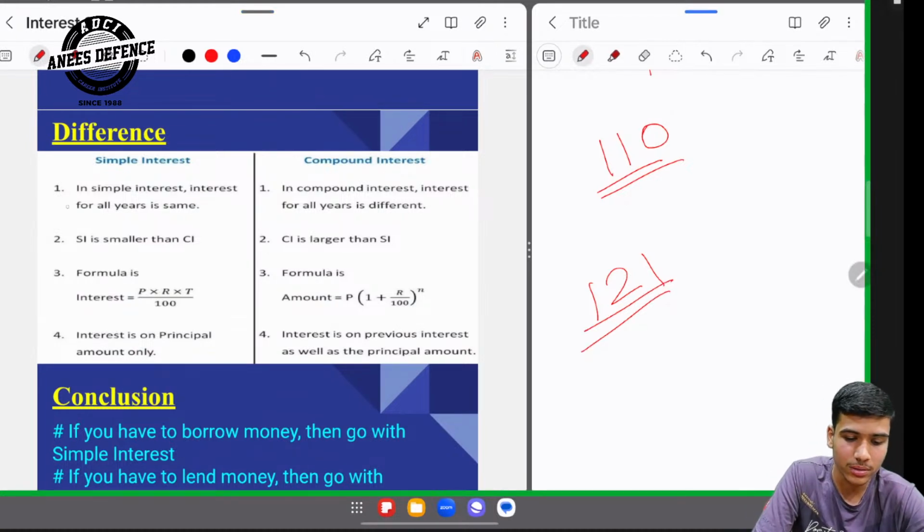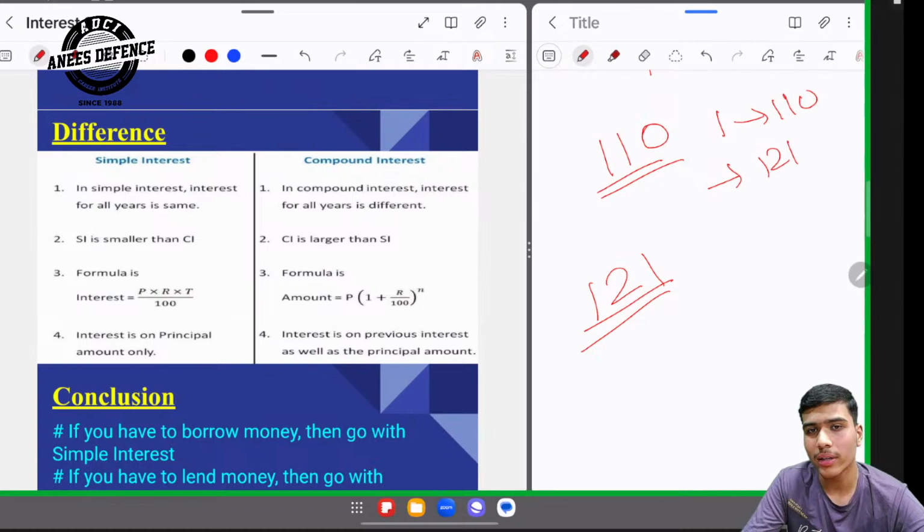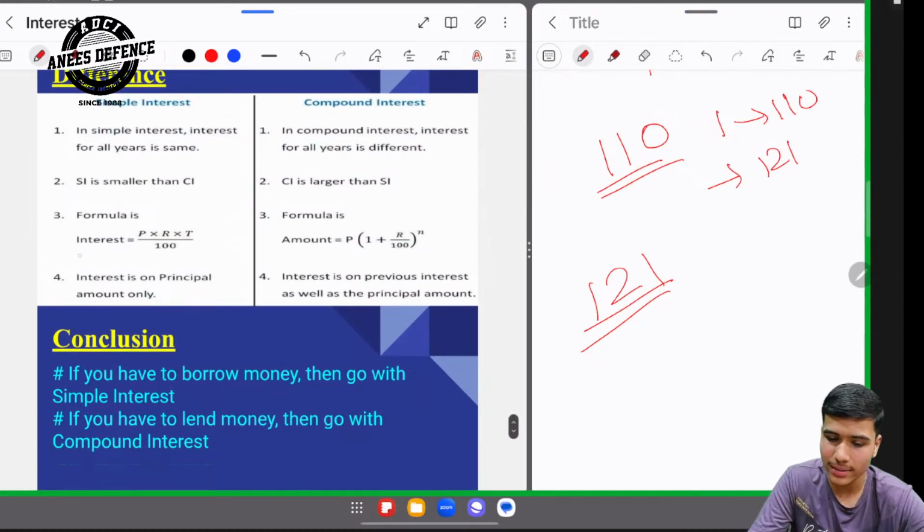So let's discuss differences. In simple interest, the interest for all years is the same, and in compound interest, for all years it is different, as I mentioned here. For the first year it is 110, second year 121, so all the years are different. Formula as I discussed, PRT upon 100, and for compound interest, amount is equal to principal into (1 plus r upon 100) to the power n. And simple interest is on principal amount only. And compound interest is on the previous interest as well as the principal amount.